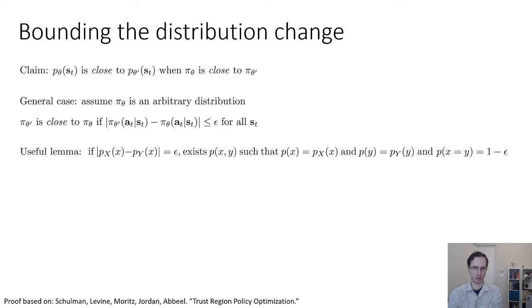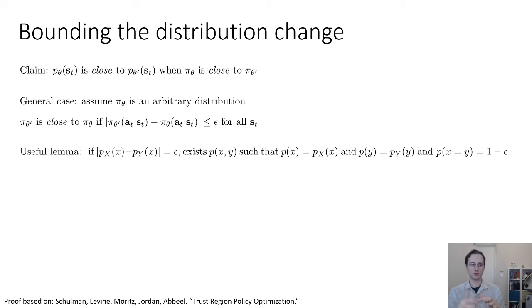So to unpack this lemma a little bit, what this says is that if you have two distributions over the same variable, px of x and py of x, and their total variation divergence is epsilon, then you can construct a joint distribution over two variables such that the marginals of that joint distribution with respect to its first and second argument are the two distributions you started with, and the probability of its two arguments being equal is 1 minus epsilon.